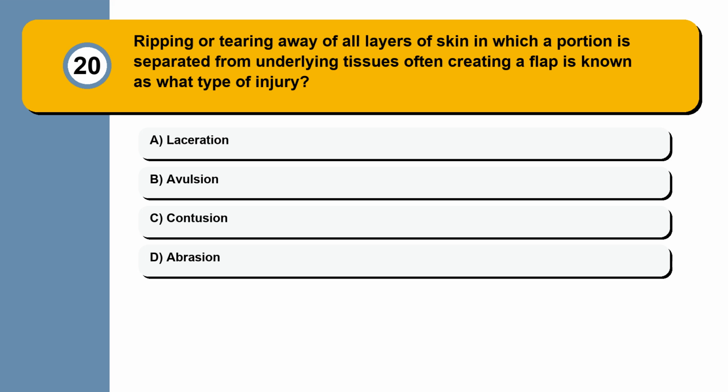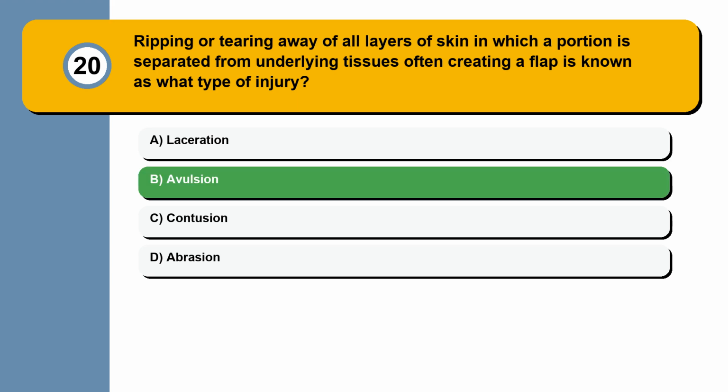Question 20. Ripping or tearing away of all layers of skin in which a portion is separated from underlying tissues, often creating a flap, is known as what type of injury? Laceration, avulsion, contusion, abrasion. Avulsion.